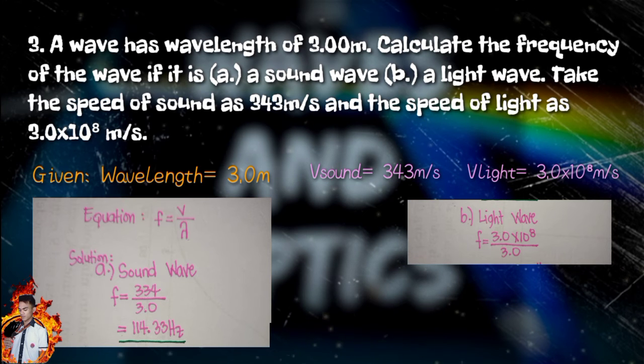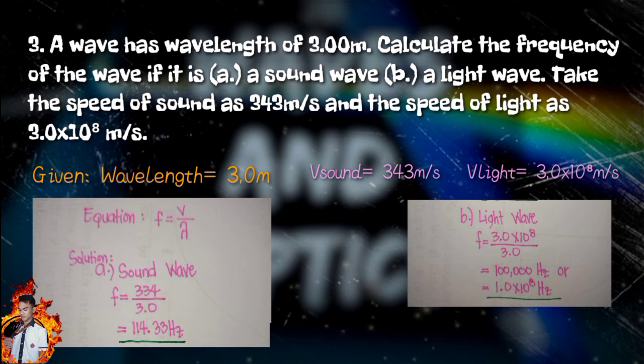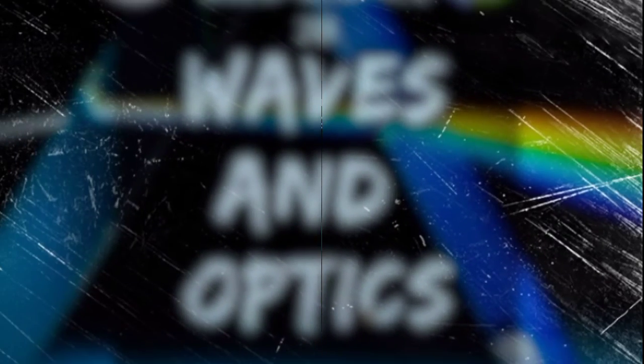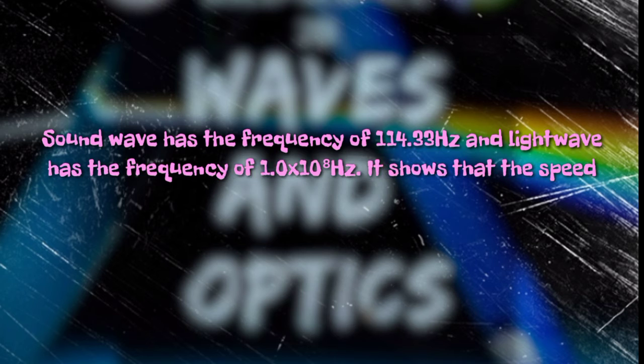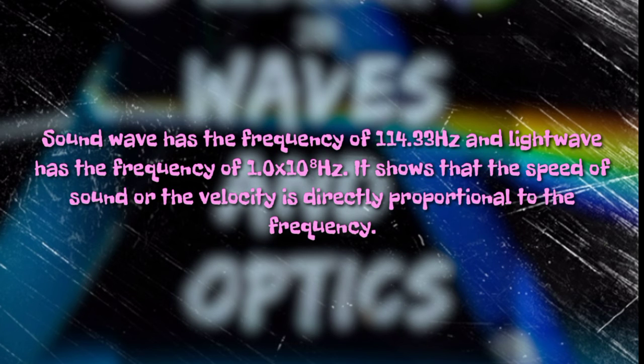Substitute all the given value. We have the speed of light 3.0 times 10 raised to the power of 8 and the wavelength of 3.0. 3.0 times 10 raised to the power of 8 divided by 3.0 is equal to 1.0 times 10 raised to the power of 8 Hz. We have now the frequency of the light wave. On this problem, sound wave has the frequency of 114.33 Hz, and light waves has the frequency of 1.0 times 10 raised to the power of 8 Hz.